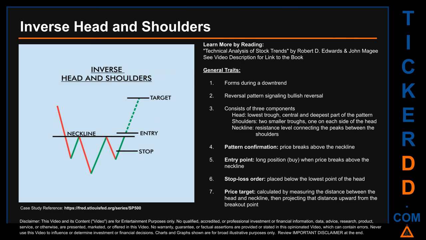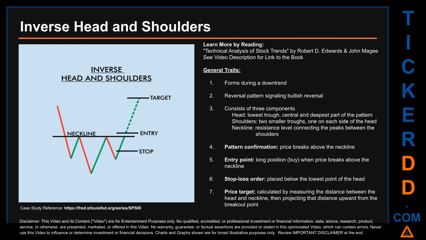An inverse head and shoulders is a chart pattern in technical analysis that signals a potential bullish reversal, indicating the end of a downtrend and the beginning of an uptrend. It is named as such because it resembles an upside-down head and shoulders pattern when viewed on a price chart. The pattern consists of three key components: the left shoulder, the head, and the right shoulder.